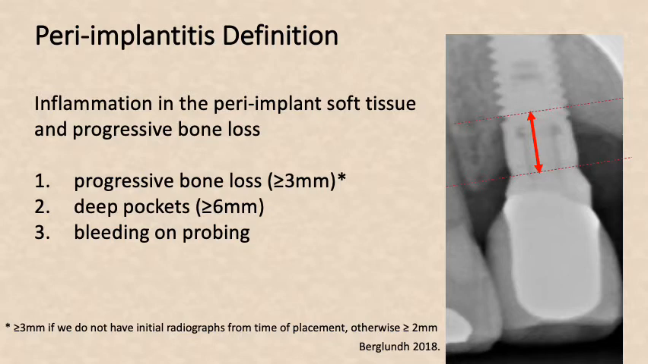Now, this 3 millimeter mark is actually, according to Berglund, if we do not have initial radiographs from the time of placement of the implant. Otherwise, if we do, then 2 millimeters of bone loss or greater would be considered peri-implantitis if it's accompanied by deep pockets and bleeding on probing.